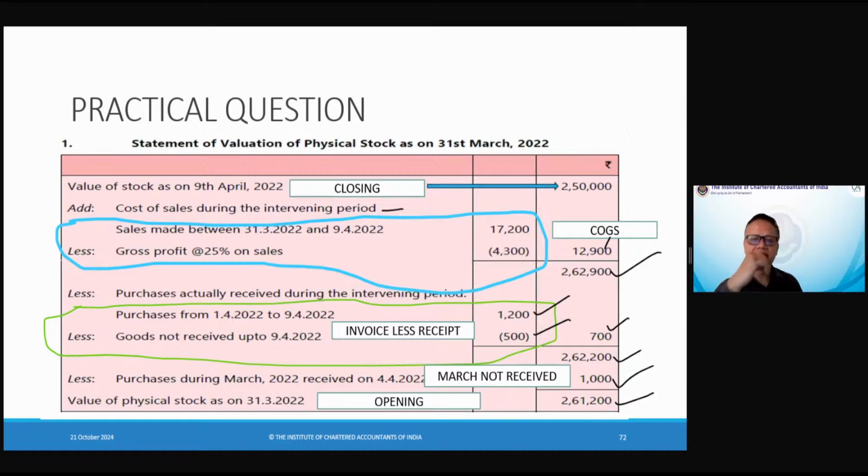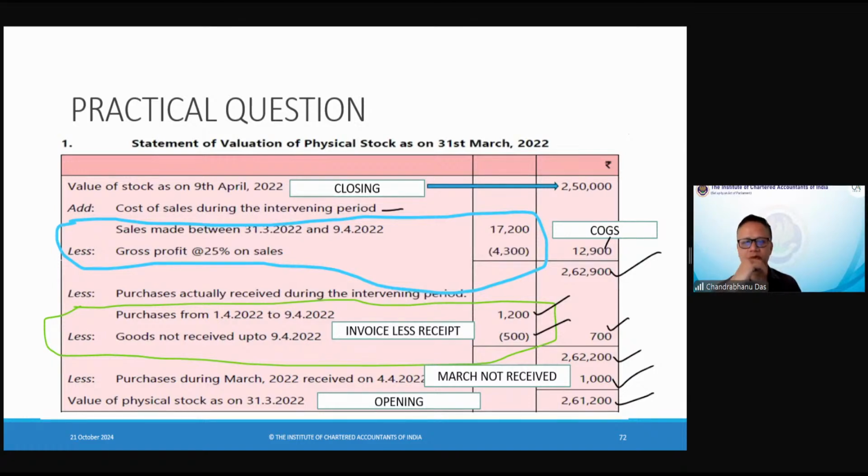Okay, I hope it is clear to all of you. So you can see here how the flow of questions is. Particularly in such types of questions, remember two things. First, whether you have to find opening stock or closing stock. Number two, find the gross profit margin. Half of the work is done.